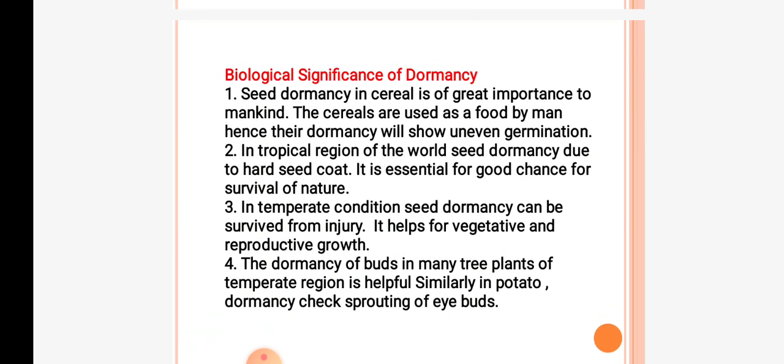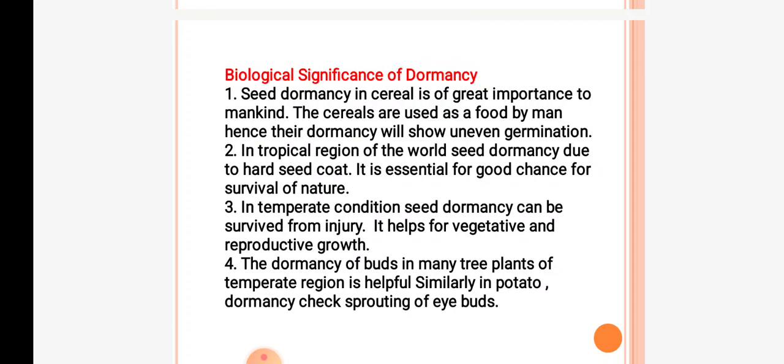In this slide, we will study the biological significance of dormancy. Seed dormancy in cereals is an important thing. It is of great importance to mankind. The cereals are used as food by man. Hence, their dormancy will show uneven germination.